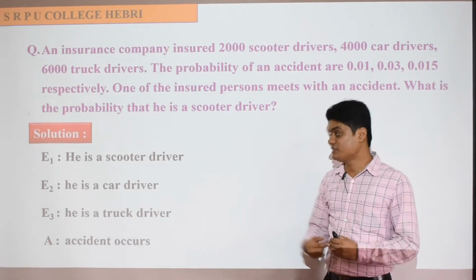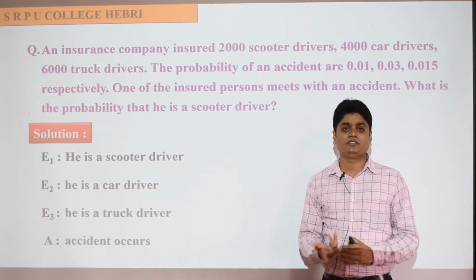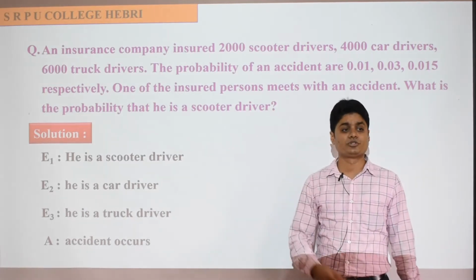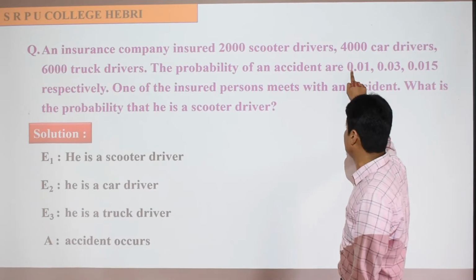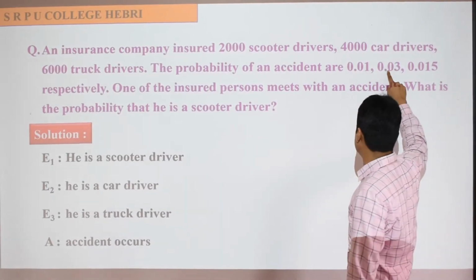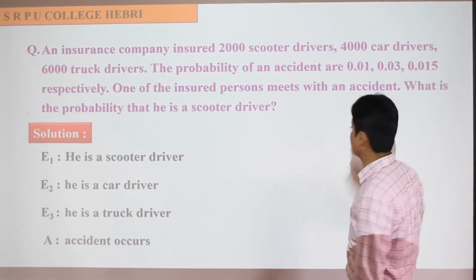The next work is important. What is the probability of A given E1? See, nothing has to be found out here. These numbers are given directly. What is the probability of A given E1? 0.01. Probability of A given E2 is 0.03. Probability of A given E3 is 0.015.